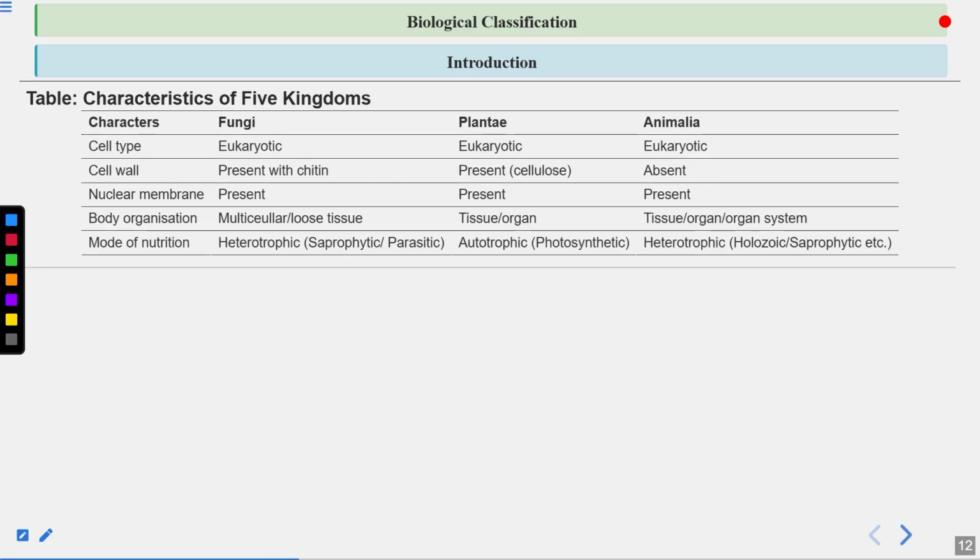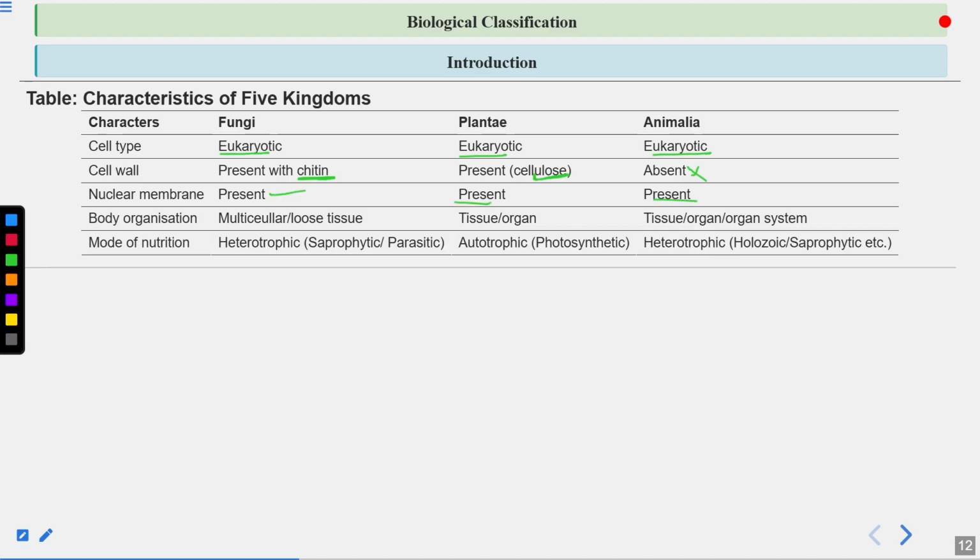Now let's talk about the characters of fungi, plantae, Animalia. All are eukaryotic. Cell wall is composed of chitin in case of fungi. In plants, the cell wall consists of cellulose. In animals, cell wall is absent. Nuclear membrane is present because they are eukaryotic cells.